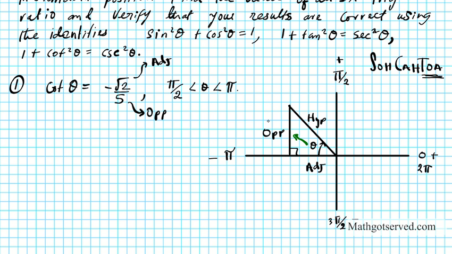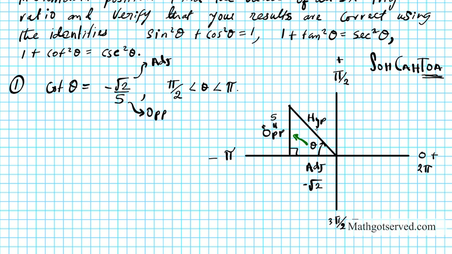Alright, so with that in mind, I'm going to call this opposite. This side right here is going to be 5. This is 5. And then the adjacent is root 2. So the question is, where does the negative go? To the 5 or to the 2? Since this goes up, it's positive. Since the adjacent goes to the left, it's negative. So my adjacent is negative.